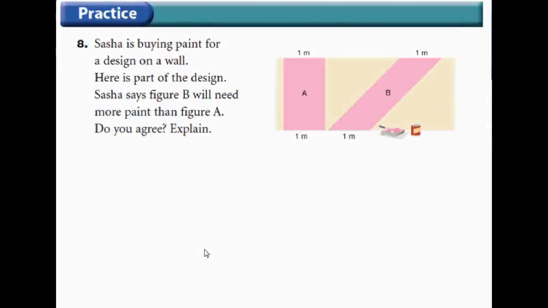This is question number 8, saying that Sasha is buying paint for a design on a wall. Here's part of the design. Sasha says figure B will need more paint than figure A. Do you agree? So I have two areas that she's going to be designing. I have figure B here and figure A.